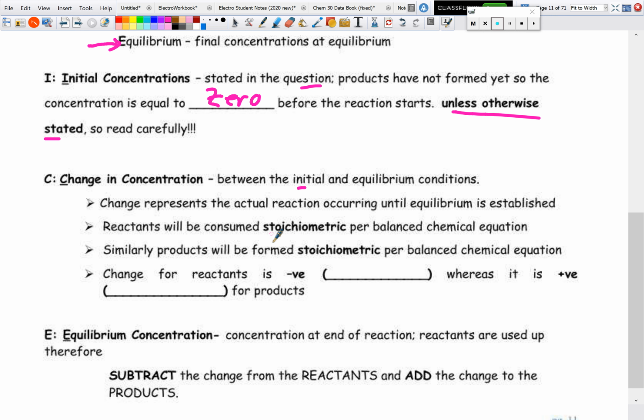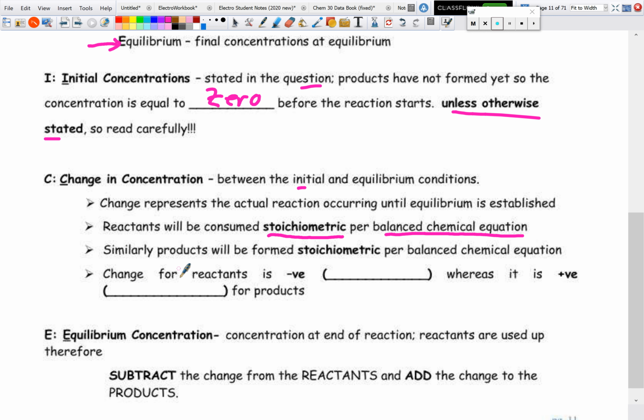Now, reactants are consumed stoichiometrically per the balanced chemical equation. So that means if there's a big 2 in front of one of the reactants, that means 2 of those molecules need to react. So it changes the concentration based on that because 2 need to react. Similarly, the products are going to be formed stoichiometrically per the balanced chemical equation as well. So that means if 3 moles are being produced, then that's how many moles are being produced. So we are going to need to keep that in mind as we are writing in our ICE tables.